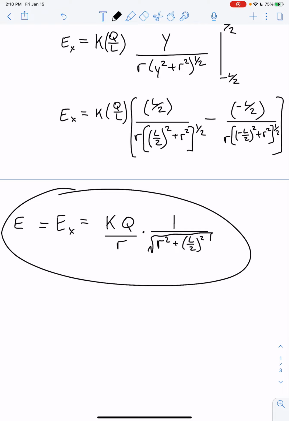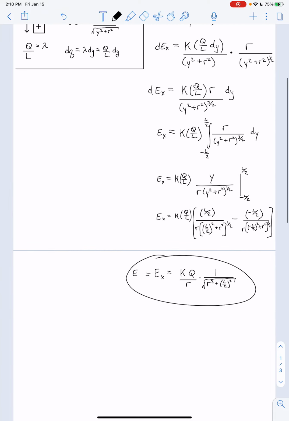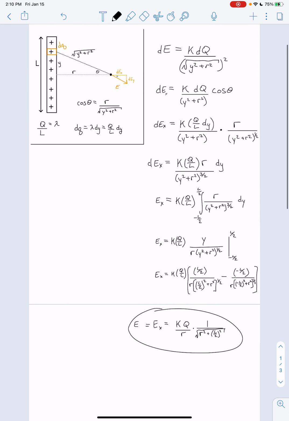And so we're left with just the x component. Now that's true only for the line here right in the middle. So if we go off center from that point, the symmetry is no longer the case, and all that cancellation is no longer going to happen.